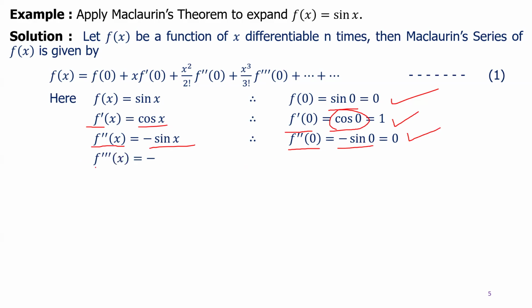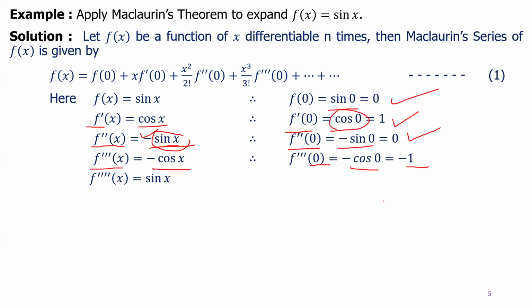Now f triple dash of 0: derivative of minus sin x is cos x, and since there is a minus sign, so minus cos x, and if we substitute x equal to 0, we are getting minus of cos 0, which is equal to minus 1. If we find out f fourth derivative of x, again derivative of cos x is minus sin x, and this minus and minus will become plus sin x. So if we put x equal to 0, f fourth derivative of 0 is nothing but sin 0, which is equal to 0.